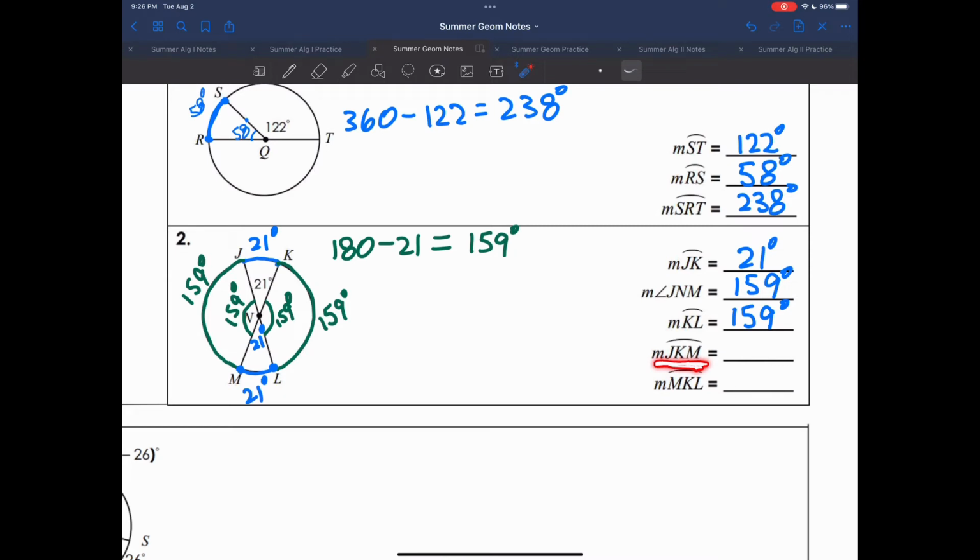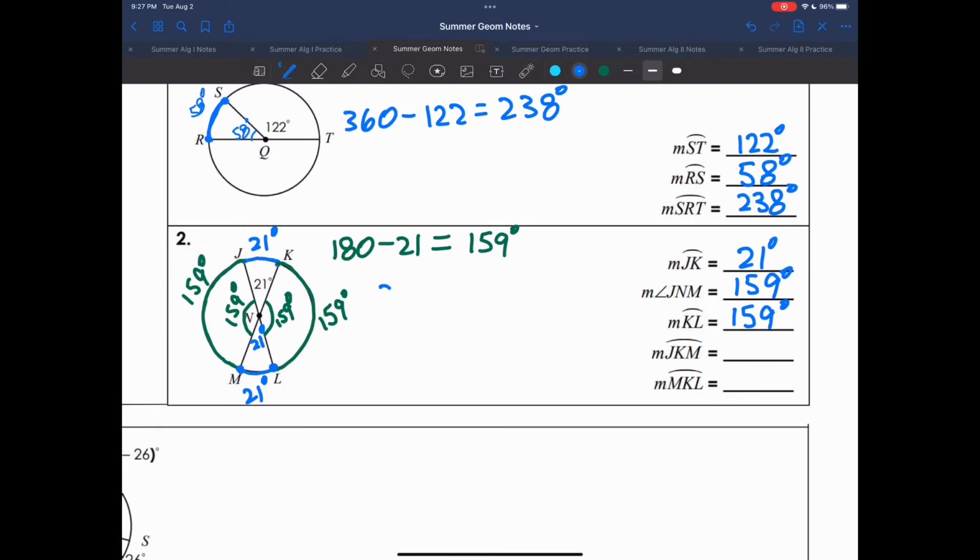Carefully label that one. Starts at J, goes through K, and it ends up at M. Well, since we have everything labeled, y'all, you could actually look at all of the parts and add them together. So you could do 21 plus 159 plus 21. Okay, or if you want, I mean, there's so many ways to do this. Let me unhighlight that. From here to here, you could also think of it as like, we'll take the whole circle, 360, and just subtract off 159. Either way, however you want to do that.